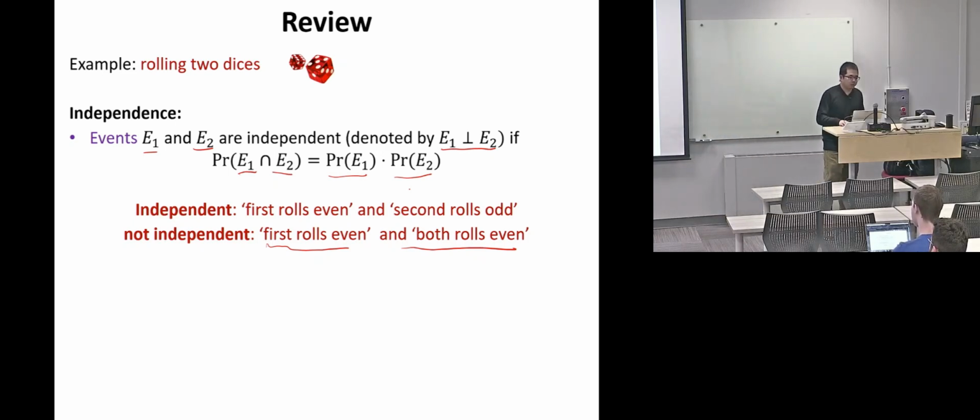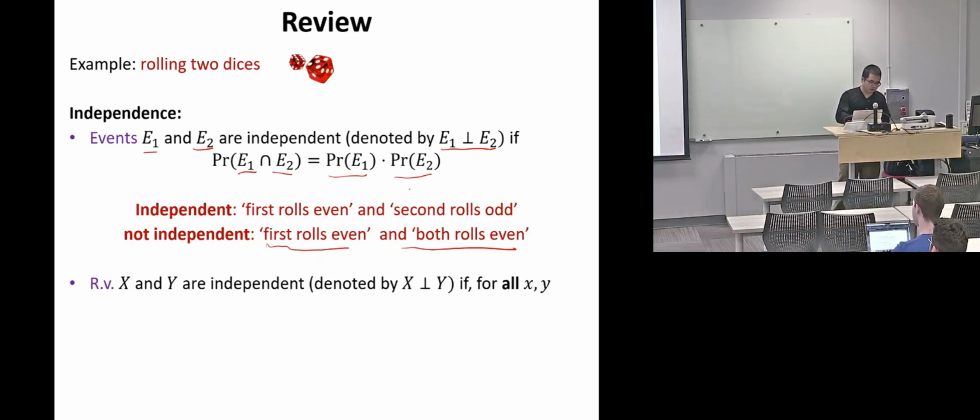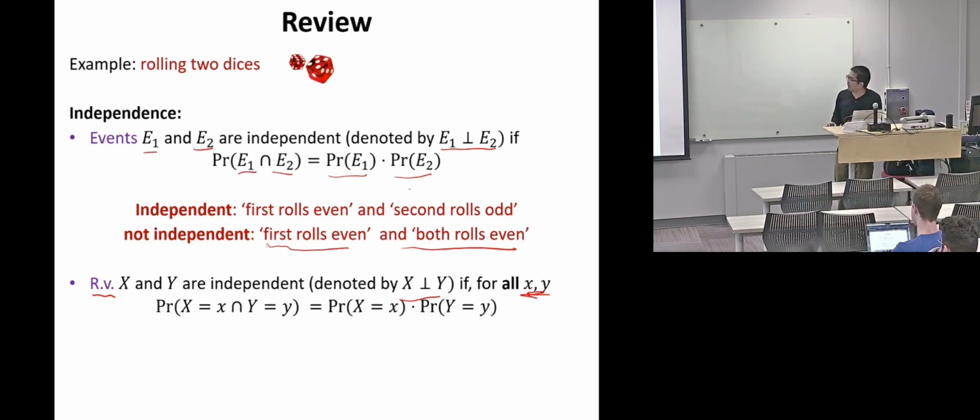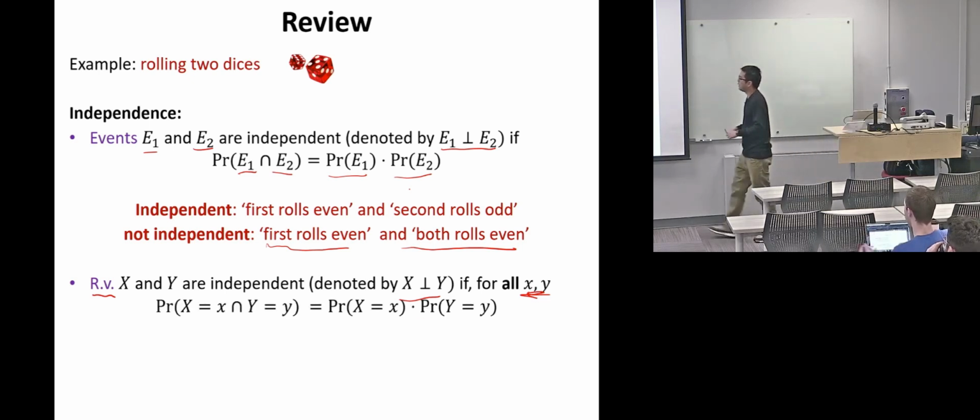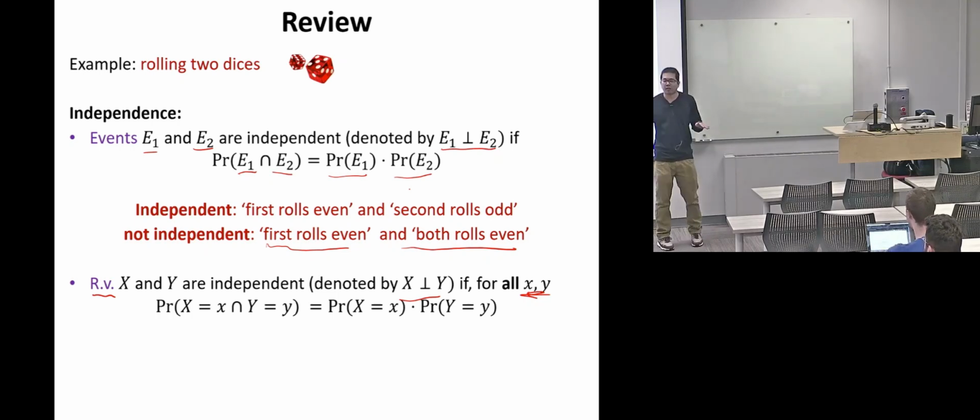Now, what about two random variables? We say that two random variables are independent, which I denote in the same way, if for all values of x and y, the event that X equals x and the event that Y equals y are independent for all x and y.